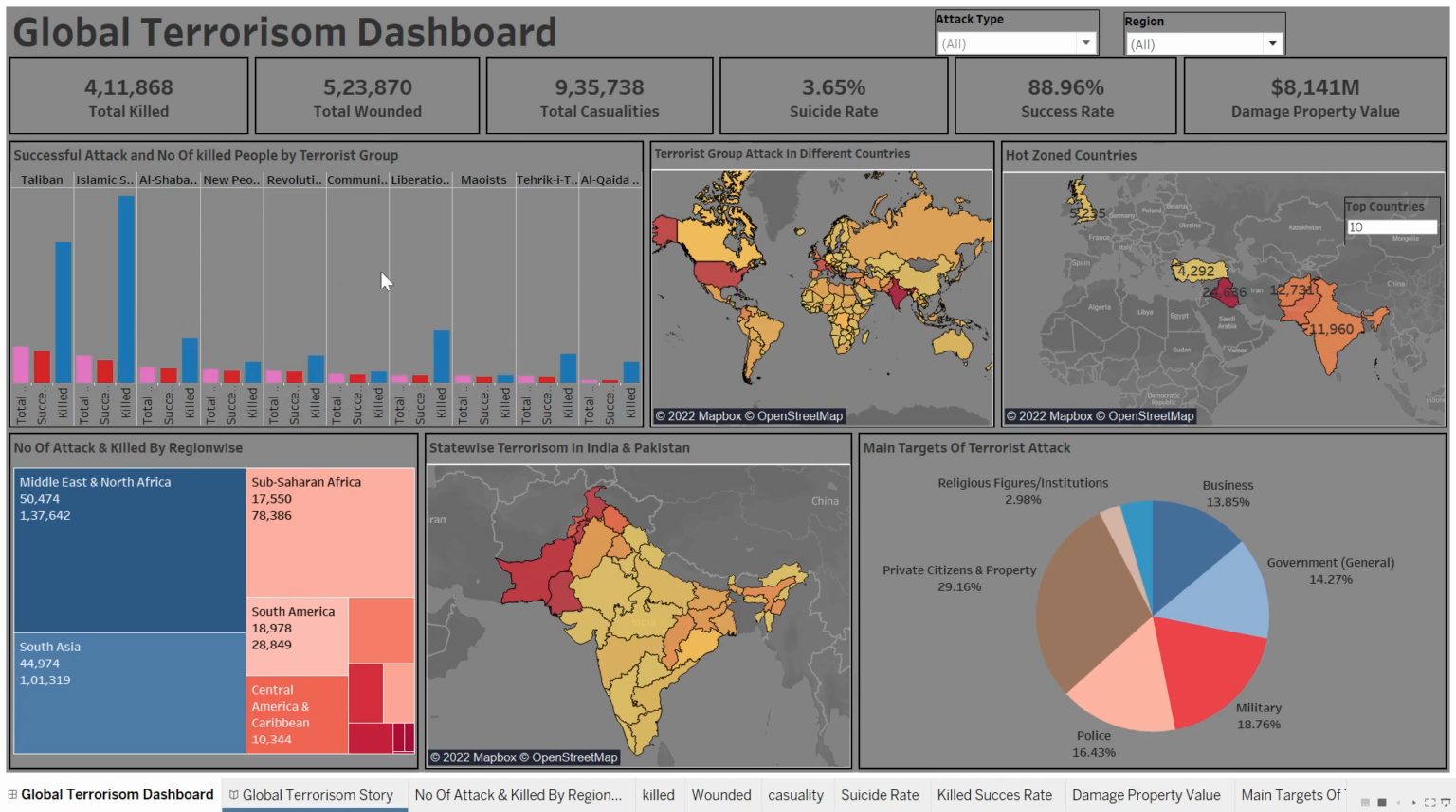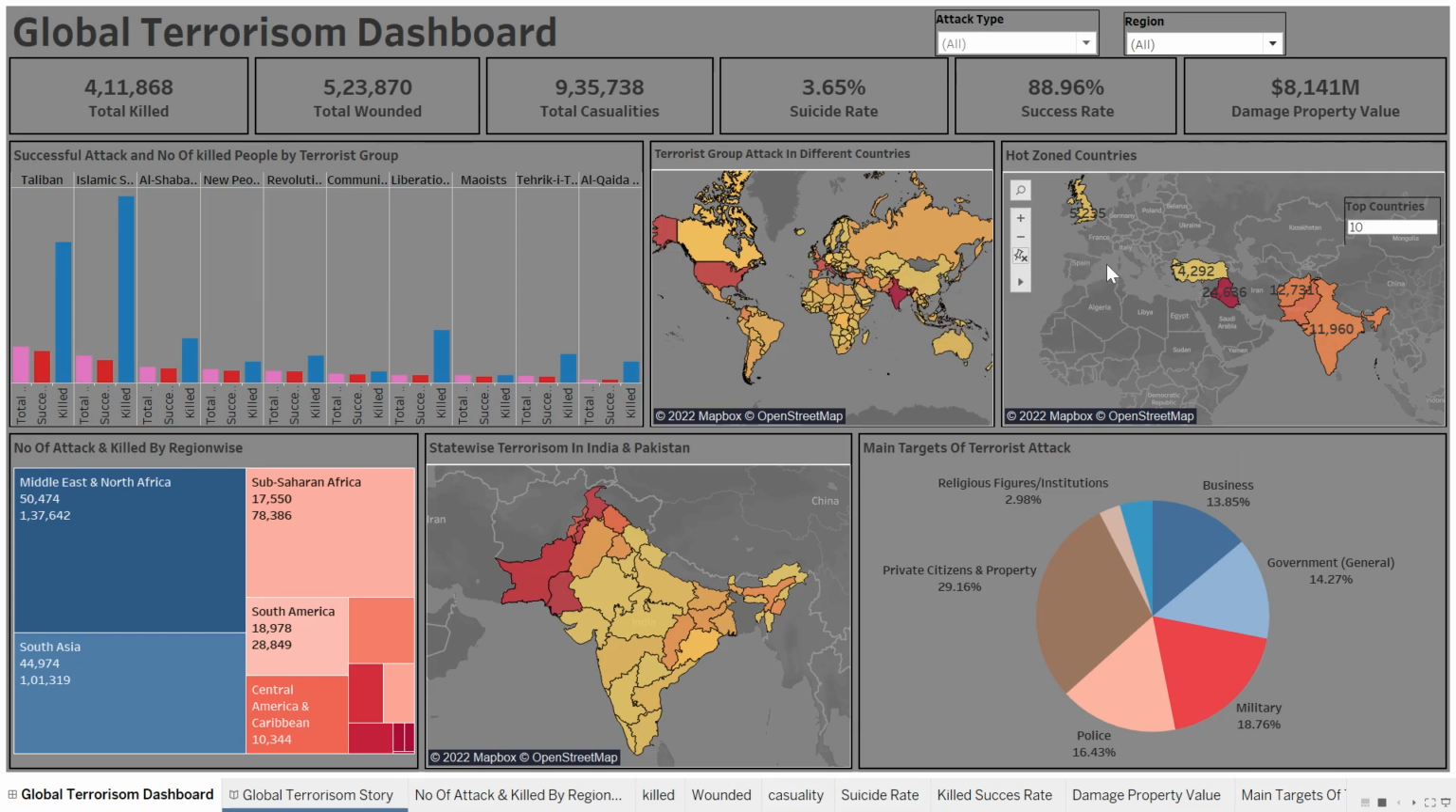Okay. And the second graph shows unique terrorist group attacks in different countries. India has been attacked by 3001 different terrorist groups. Why are we targeted? We have to think about that. France and Italy are also there. The United States and France were also attacked by 2000 groups.